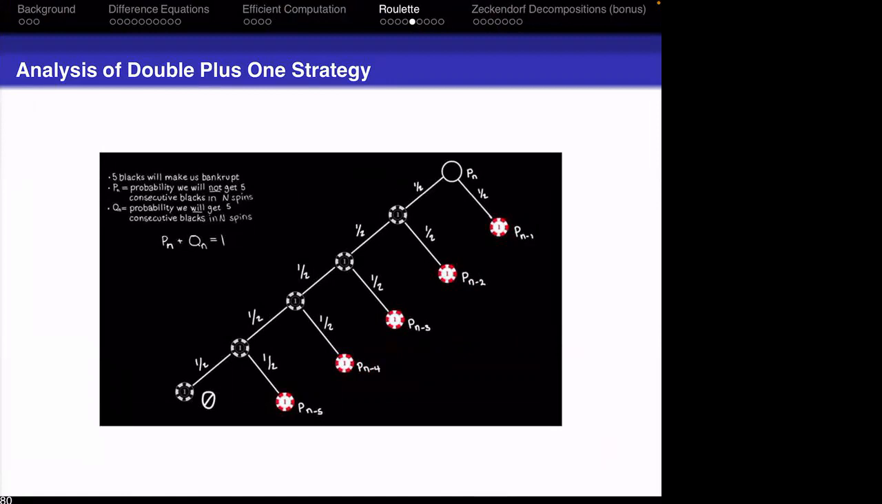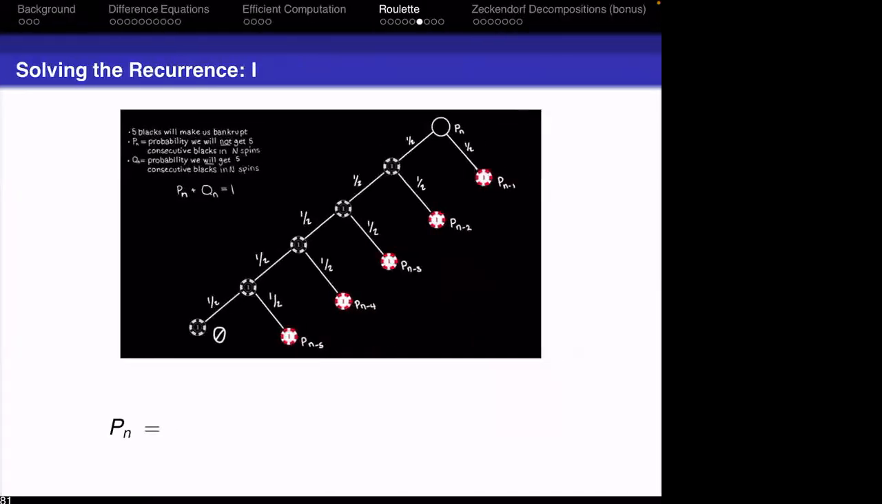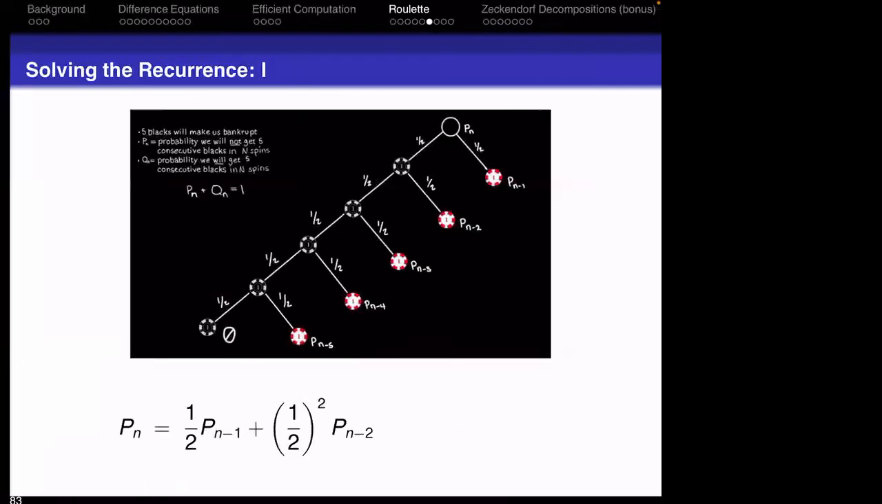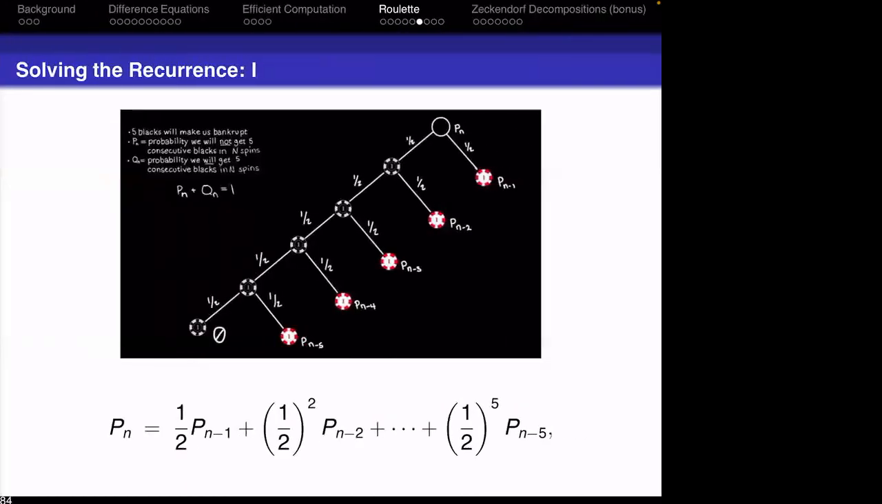The probability we end up with just the red for the first spin is 1/2. Then we go black, red is 1/4. Black, black, red is 1/8. Black, black, black, red is 1/16. Black, black, black, black, red is 1/32. And so we can get a recurrence relation. And I'll just jump ahead. Pn, the probability we don't have 5 consecutive blacks in n spins, is just 1/2 Pn minus 1 plus 1/2 squared Pn minus 2 and so on.